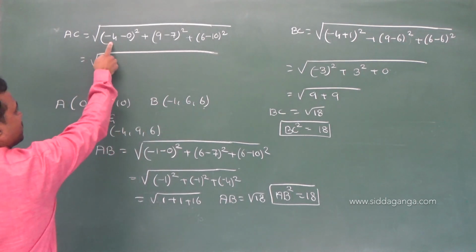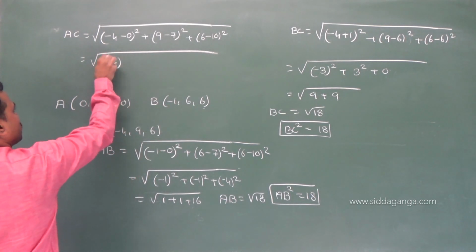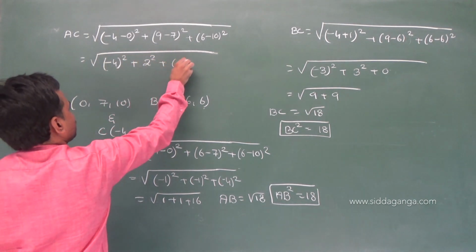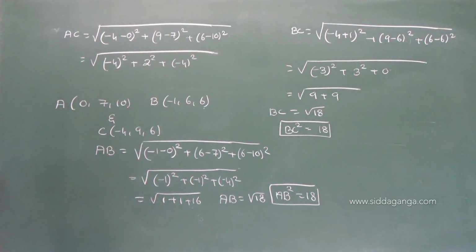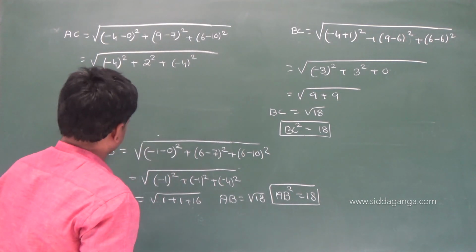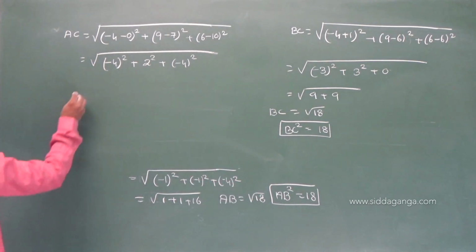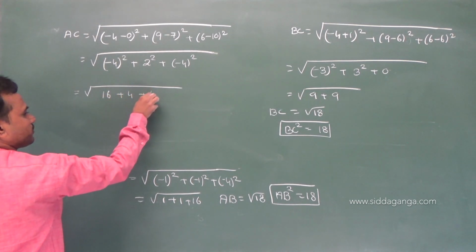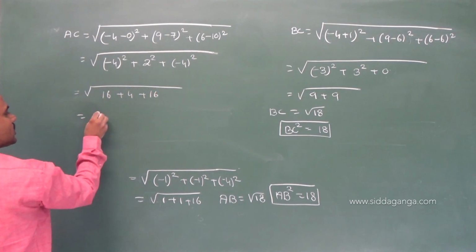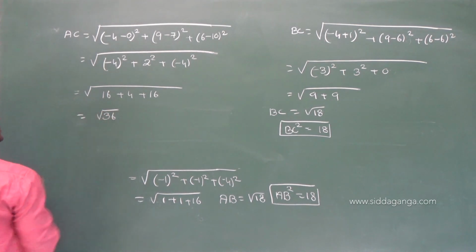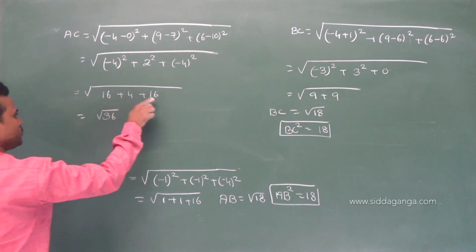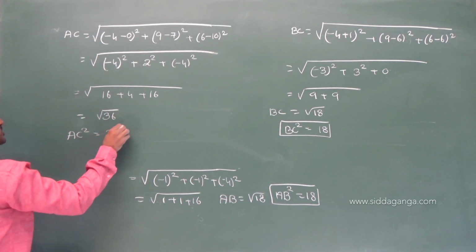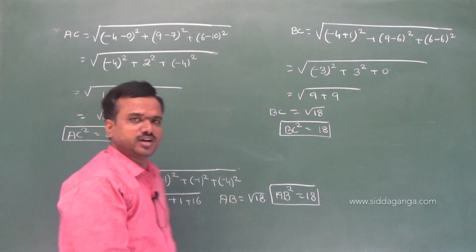6 minus 10 is minus 4, and minus 4 minus 0 is minus 4. Whole square plus 9 minus 7 is 2. So 2 square plus minus 4 whole square. That is equal to 16 plus 4 plus 16. Square root of 36. Correct? 16 plus 4 is 20, and 20 plus 16 is 36. AC square is 36.